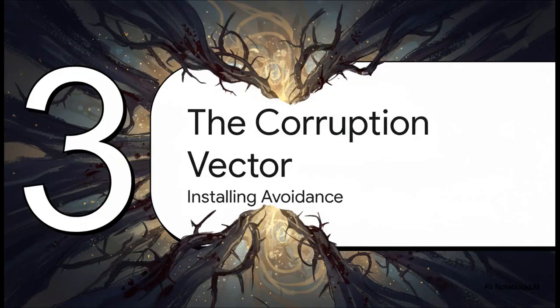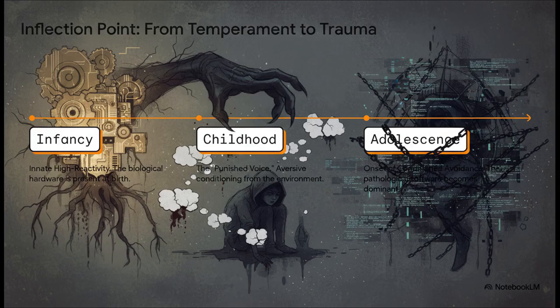The data shows a clear inflection point. There's a statistical tear in the fabric where an innate, high reactive temperament gets overwritten by the aversive conditioning of developmental trauma. Longitudinal analysis reveals the deviation pretty clearly. An infant displays high reactivity. That's a hardware trait. Then, in childhood, a punitive environment installs the punished voice software patch. The child learns a simple rule: silence equals safety. By adolescence, that patch has become dominant, and conditioned avoidance emerges as the primary operating protocol. The physiological sensitivity of the hardware has been completely transformed into the psychological fear of the software.